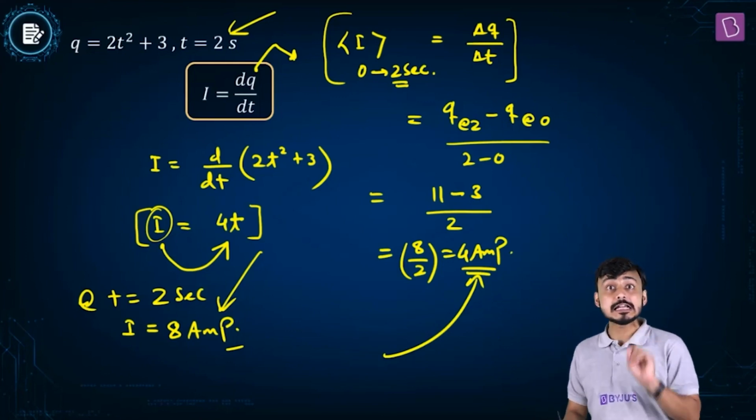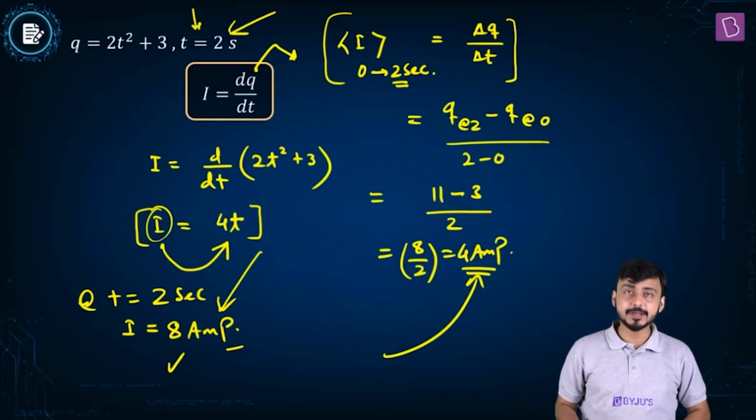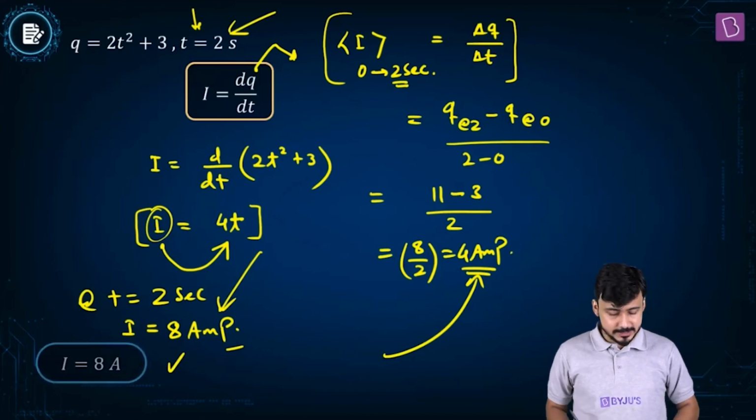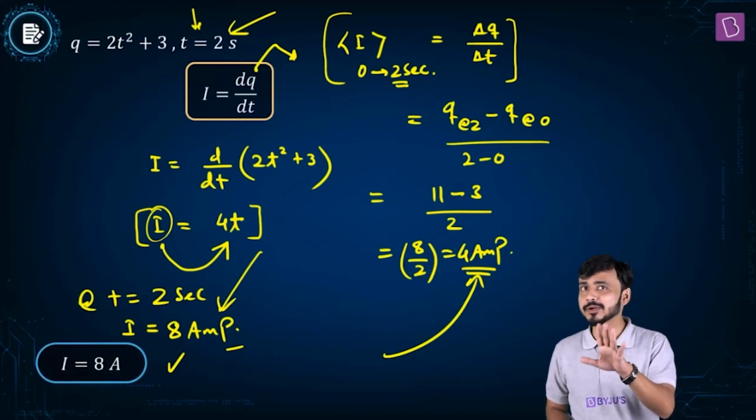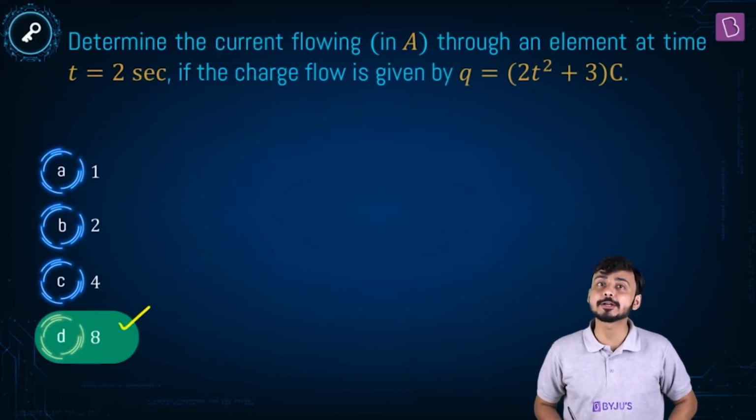Somebody asks you, what is the instantaneous current at t is equal to 2 seconds? Your answer should be 8 ampere, right? In this case, the instantaneous current has been asked. So it's 8 ampere. Let's look into the options now. Option D in this case will be the correct option.